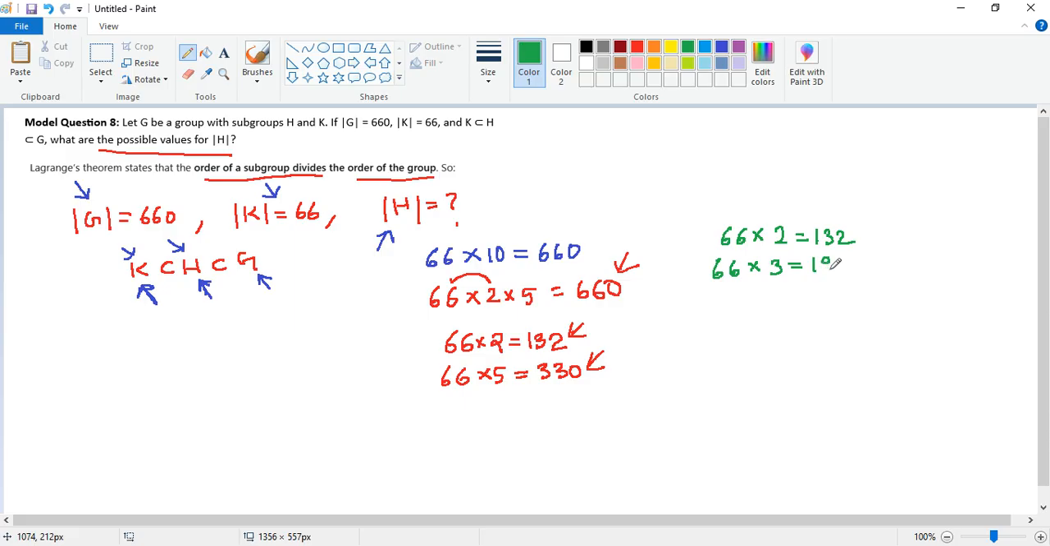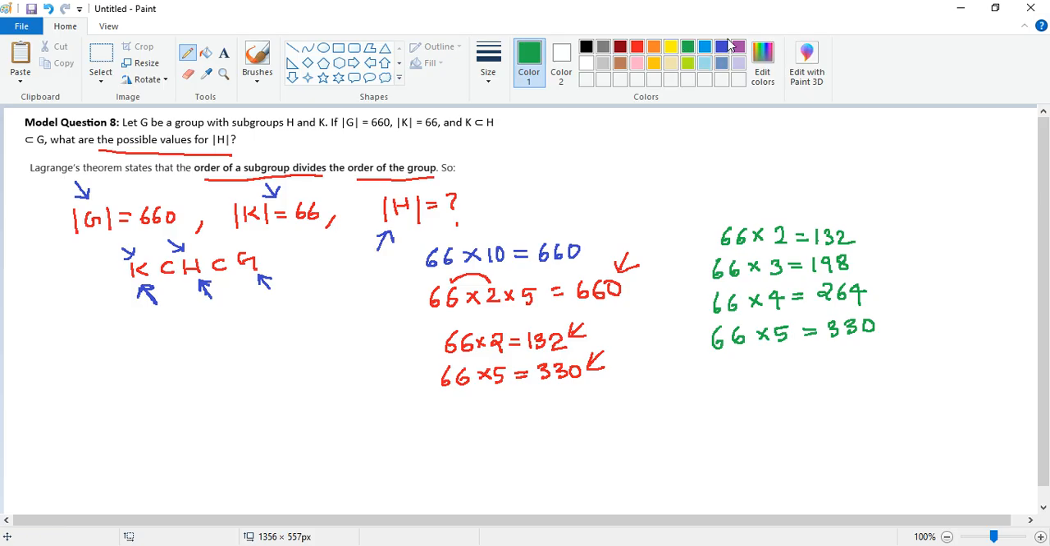And then you have 66 times 4, which is, I think, 66 times 4 is 264, and you have 66 times 5, which is 330.